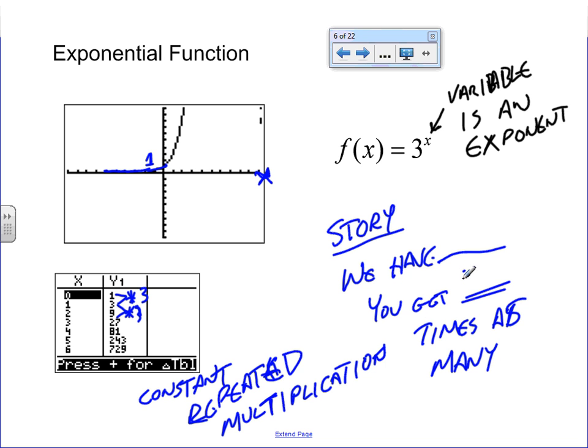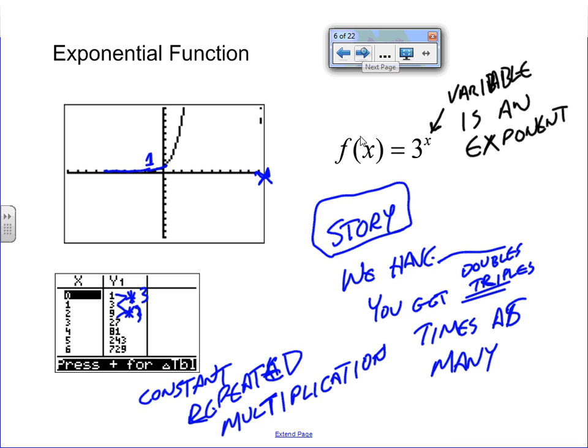So sometimes the words that we look for are like doubles, triples. So you have, I don't know, 2 pieces of bubble gum, and every day you get twice as many as you had the day before, or you have money in the bank, and the bank for some reason is giving you triple the amount every time, or something along those lines. So it's kind of like you have a certain amount, but the way you're getting is double the amount every time. It's that constant repeated multiplication. That's the story form for these.